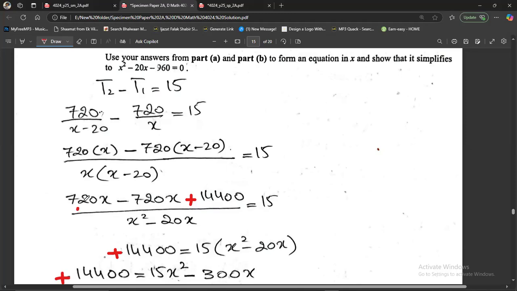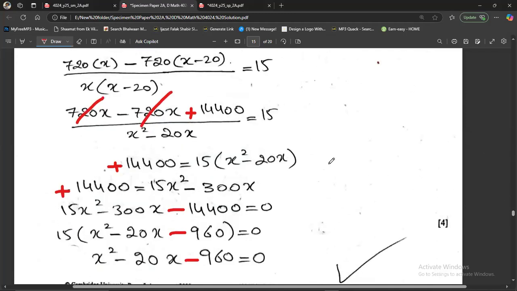So this and this will be cancelled with each other, and you are left with 14400 equals to 15 bracket x squared minus 20x bracket close. So 14400 equals 15x squared minus 300x, and take this to the other side. So you will have 15x squared minus 300x minus 14400 equals 0. Take 15 common.